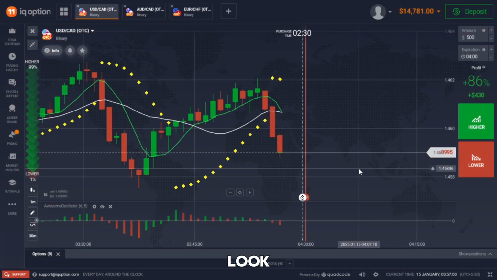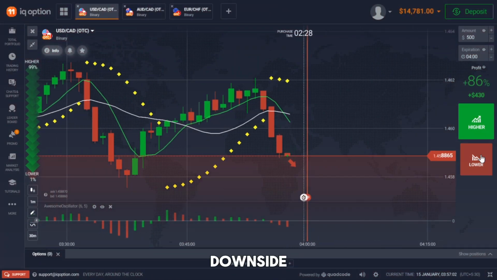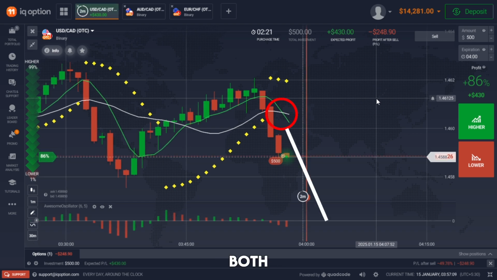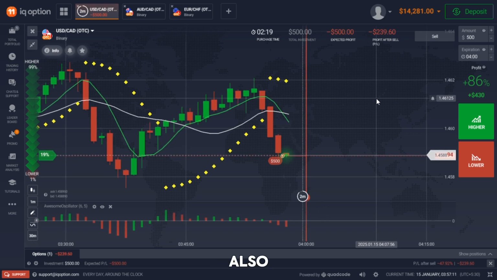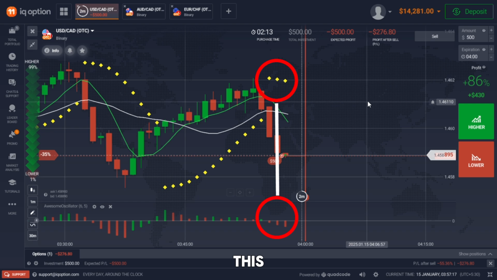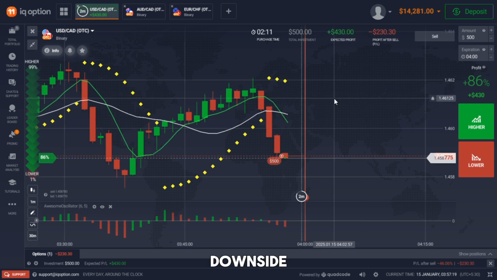Here, look, I'm opening a trade to the downside because the green moving average line crossed below the white moving average line, and the market is moving below both moving average lines. Also, the parabolic SAR indicator and the awesome oscillator are both giving us bearish signals. So this is a great time to open a trade to the downside.